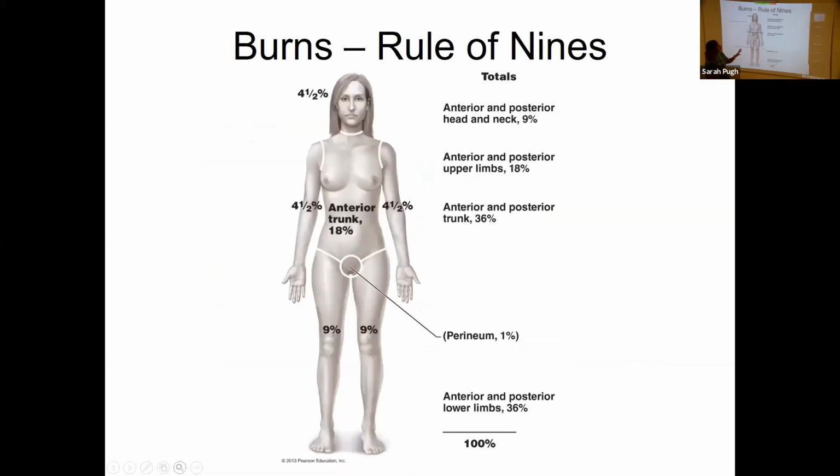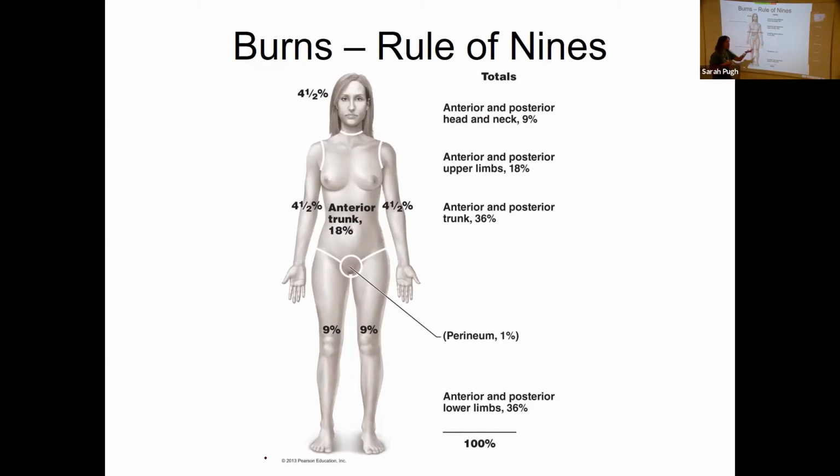So this is showing you the rule of nines, right? So you can see the body and how it's been divided up. You can see this is just an anterior view. So you've got the front of the head, right, is 4.5%, and the back is 4.5%. So your entire head is 9%. Your arms, again, the front is 4.5, the back is 4.5. So one arm is 9%, the other whole arm is 9%.